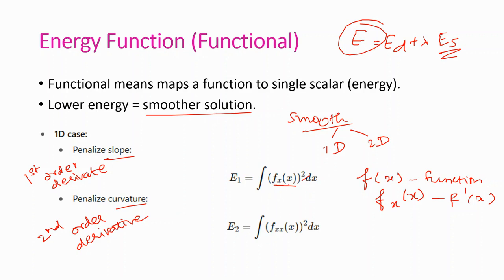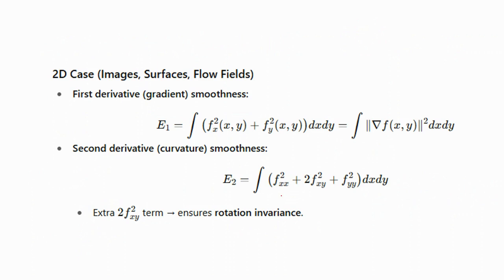Similarly, for the second order derivative, we are going to again integrate the first order one. That is the second order derivative. In case of image processing, we will focus only on 2D penalties. In the 2D case also we have first order derivative as well as second order derivative. Instead of x, we will consider x and y because it is 2D.